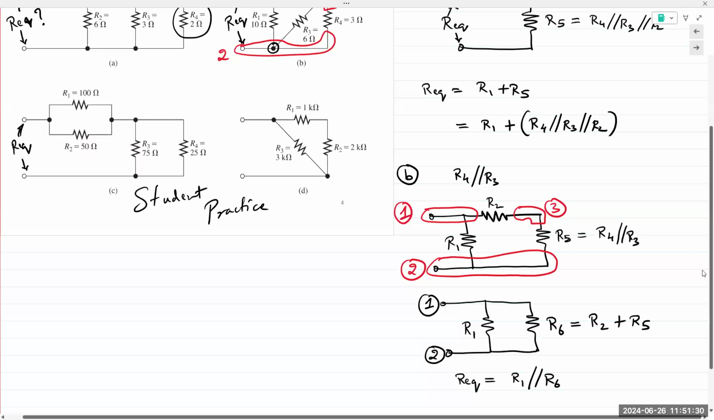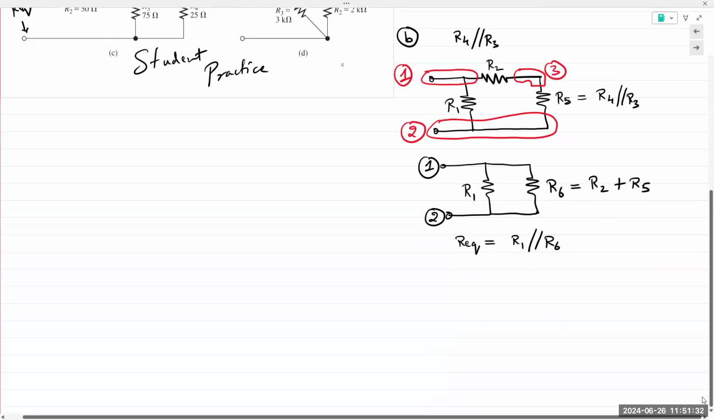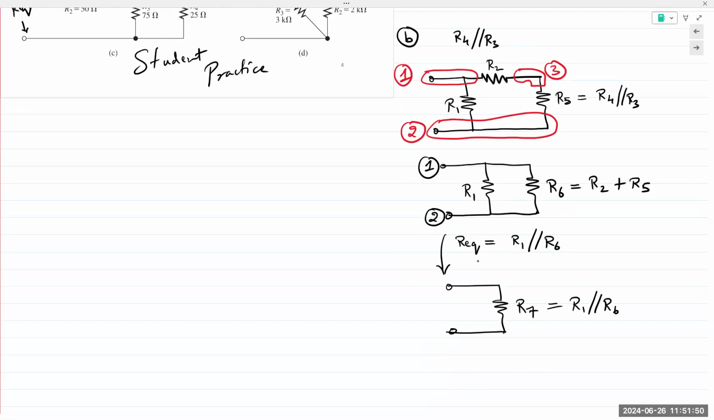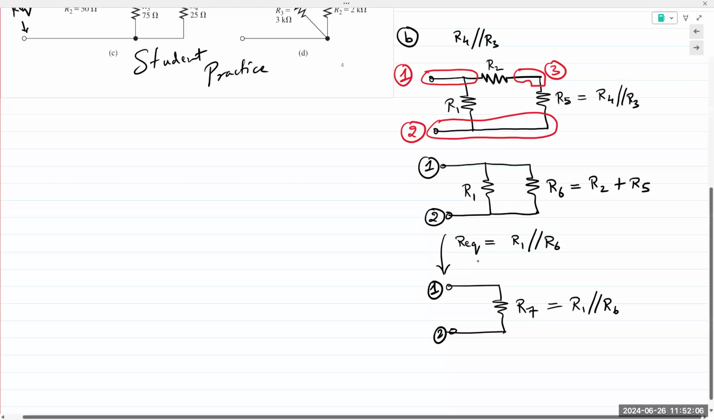So the question being asked is, should we or can we draw R1 and R6 together and show it as R7 or REQ? And the answer is student's choice. Students don't have to, but they can if they wish to. So that would fall in the category of being thorough with your analysis.